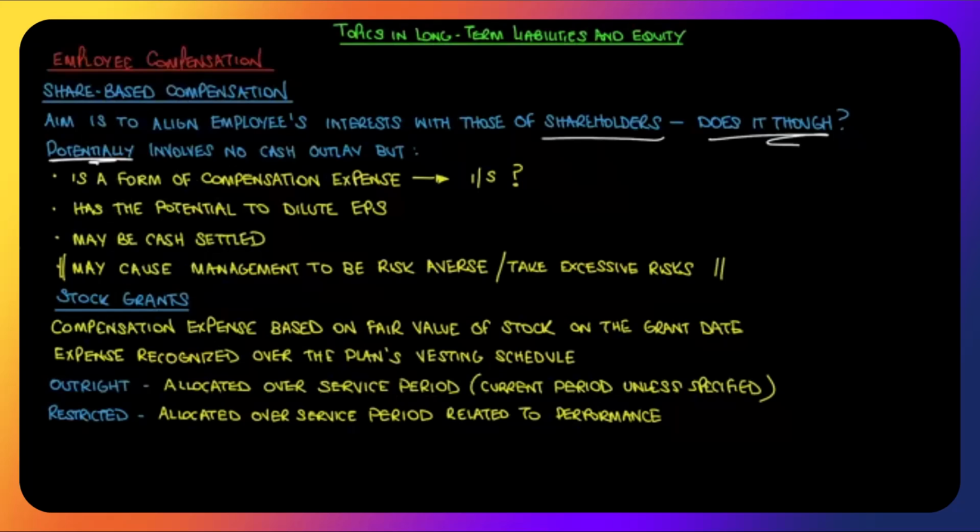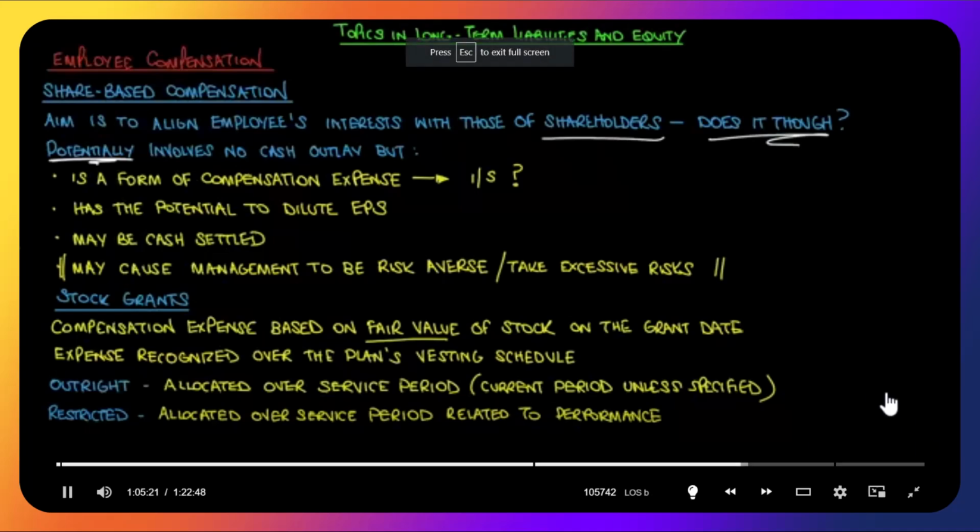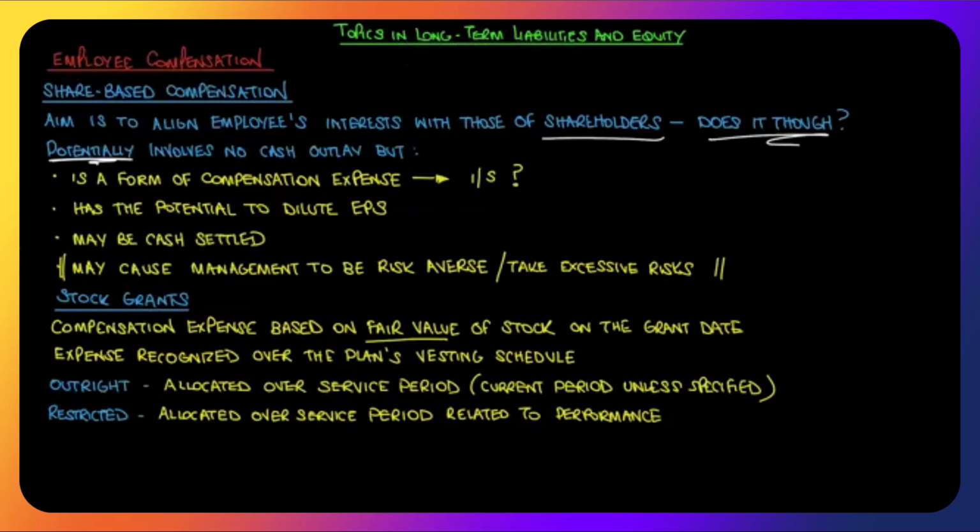Let's look at different types. First of all, stock grants. With a stock grant, you are granting, as the name suggests, stock. The compensation expense, therefore, is based on the fair value of stock on the grant date. So you grant it. At that date, you measure its fair value. Shouldn't be too tricky, because the stock is trading, so you can go and look at its fair value as its market price. Clearly, if it's not trading, then you've got a valuation exercise to undertake.